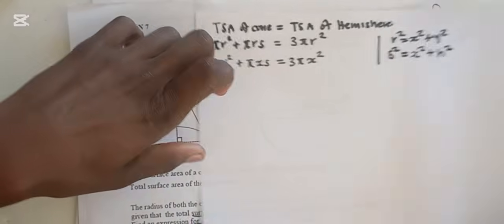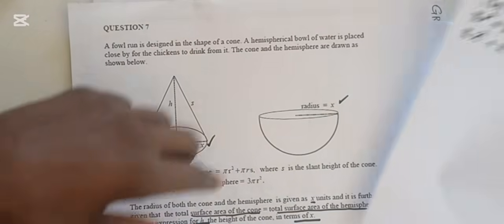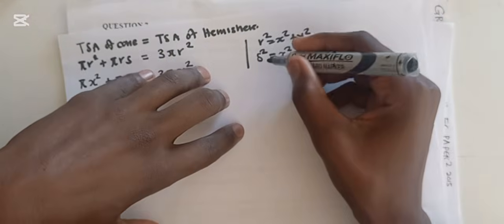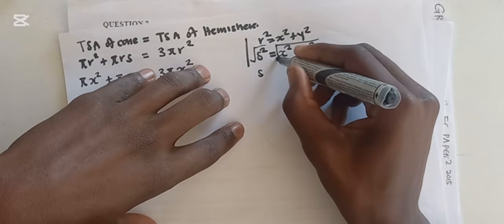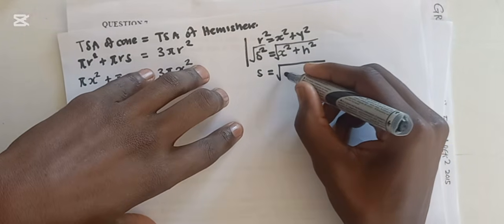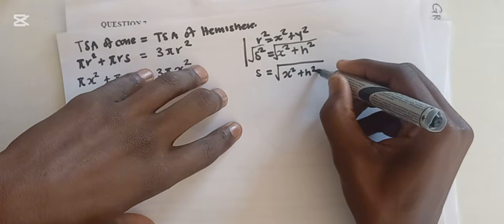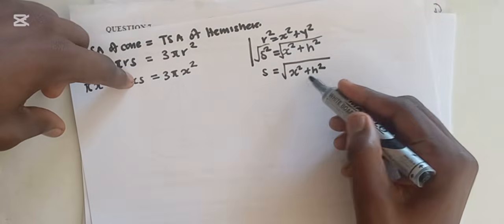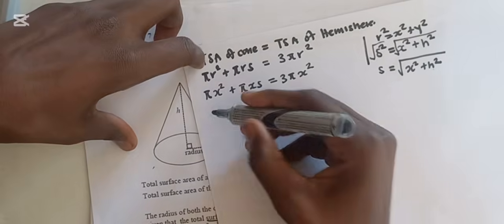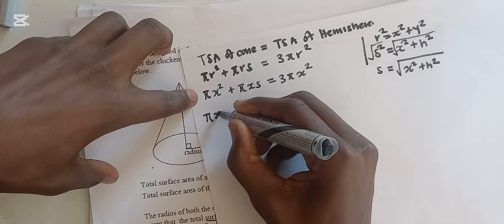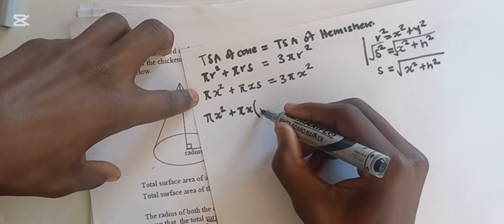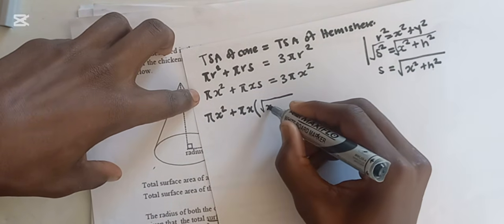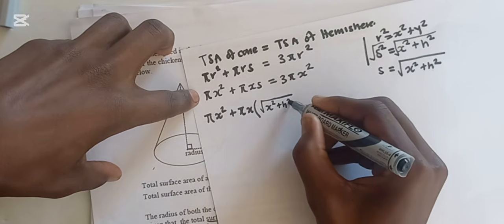So what do we need here? We need to replace this s because we don't need it to express h. We need the x only. So we can make s the subject of the formula. If we square root both sides, we're going to be left with s equals the square root of x squared plus h squared. So now in terms of s, we can substitute this value. Let's go and substitute it. We're going to have pi x squared plus pi x, and then our slant height is what? It is the square root of x squared plus h squared. This is our s.